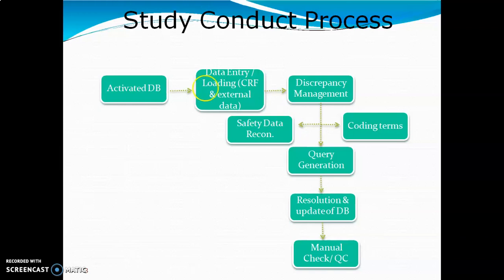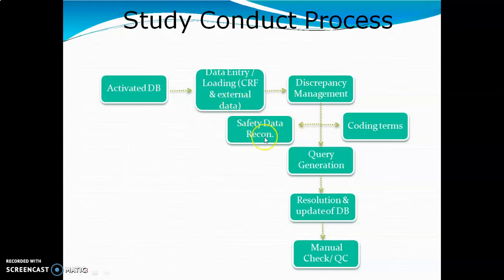Then there may be a chance of discrepancy. Discrepancy means wrong data got entered. Something like that is identified by the data manager. So what he will do is immediately put a query. He will raise a question and he will get back the information also.